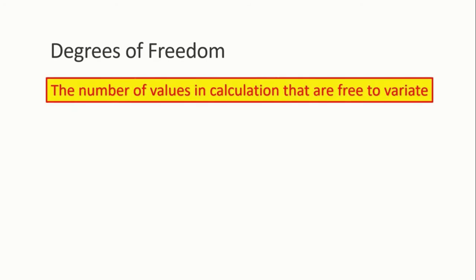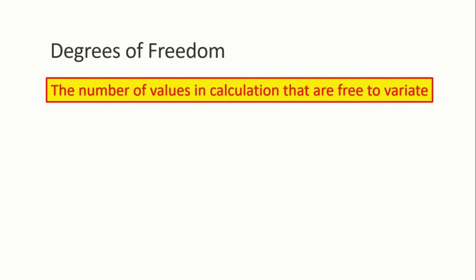There is another explanation why sample variance is divided by n-1, which is the degrees of freedom. Degrees of freedom is the number of values used in calculation that are free to vary. When we use the sample mean to compute the sample variance, we will lose 1 degree of freedom.